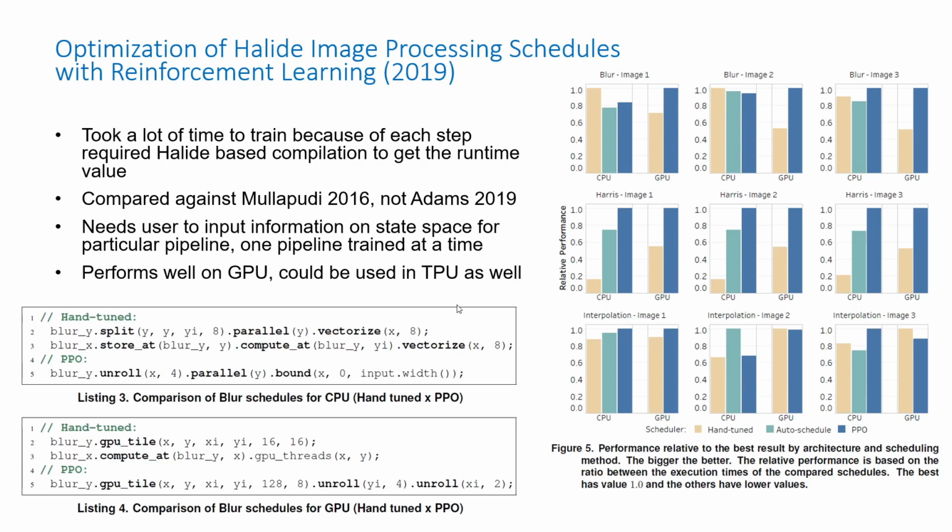But one thing is the advantage of this: it was easy to use a different target. For example, if Mullapudi or Adams want to use GPU, they have to do additional work. In this work, there was practically no additional work to try on GPU, so it can easily be used to optimize for TPU or any other hardware. So that's one of the advantages of reinforcement learning. But still, there's some improvement that needs to be done in here.